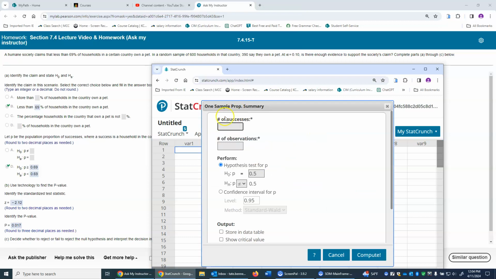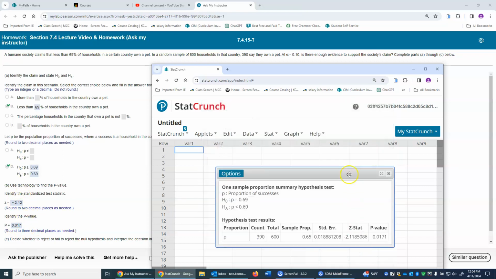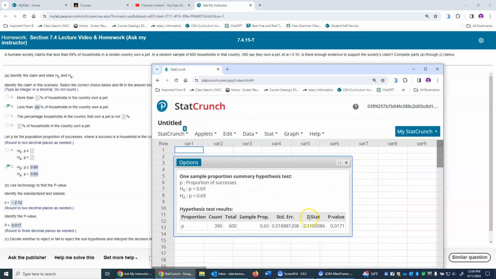The number of successes was 390 out of 600. We're doing a hypothesis test. P is 0.69, so that goes here, and it's left-tailed, so we need to make sure we click that, and then that'll give us these two numbers here. Click compute, and the test statistic is minus 2.12 if we round to two places, and the p-value is 0.0171. I guess that wants you to round to three places. So it looks like you're doing very well on the problem.